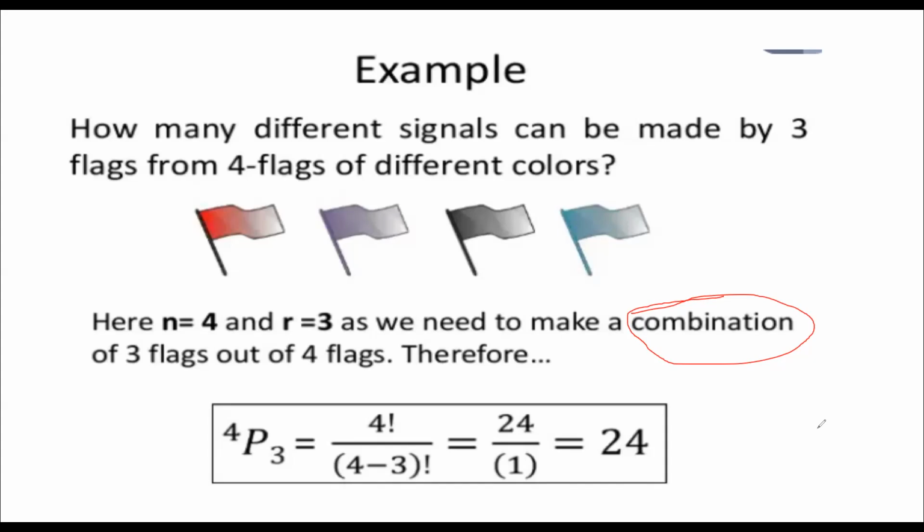So how many different ways can you arrange 3 flags if you have 4 in all? How many different ways can you make a signal with 3 flags? Well, simple, 4P3, right? And the answer is 24. The calculator will give you that. But I want you to understand what that means.